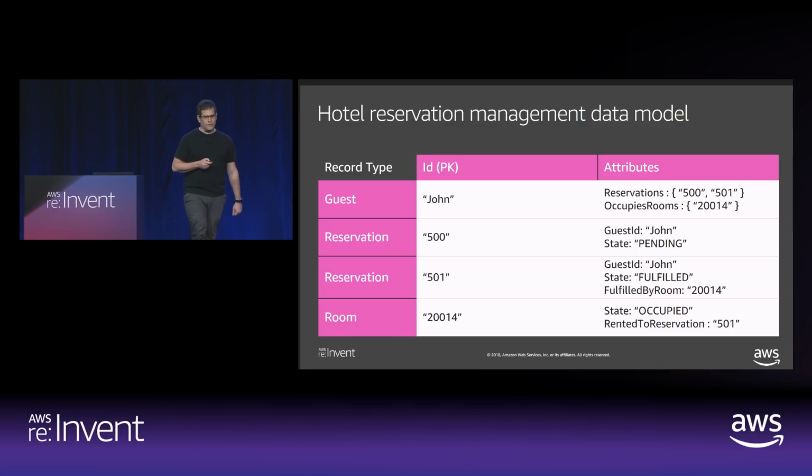So here's an example of some data that we could have with this data model. So again, John has 2 reservations, 500, 501. And he currently occupies room 20014. And then we have 2 reservations, 500 and 501. One is pending, the other is fulfilled with room ID. And we have a room, and the room is occupied by that reservation, 501.